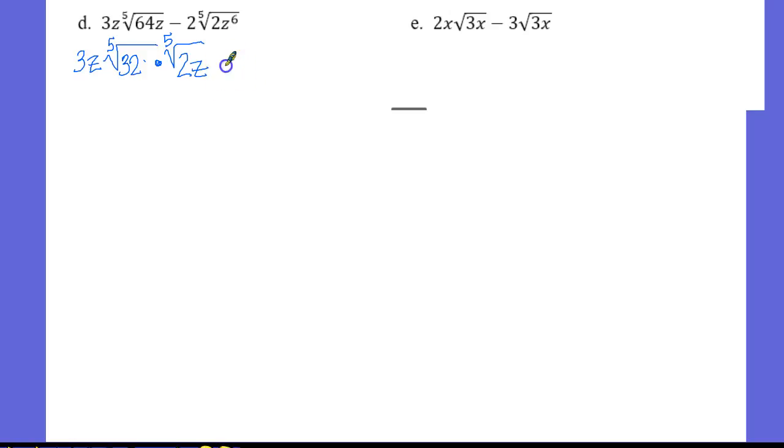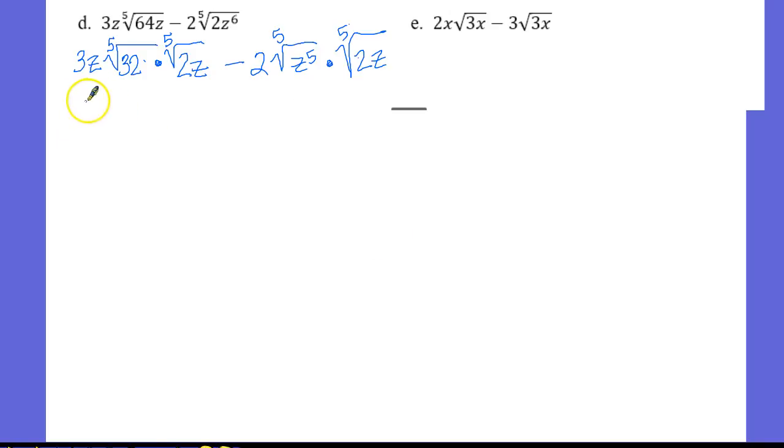And on the other side, we have 2. And let's talk about where's a perfect fifth in 2z to the 6th. It's a fifth root. Can't I get 5 z's out of that? Can I write this as z to the 5th times the fifth root of 2z to the 1st? So I pulled a perfect fifth power out of z to the 6th. I can do that.